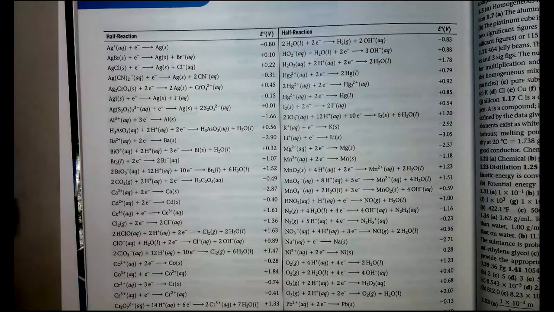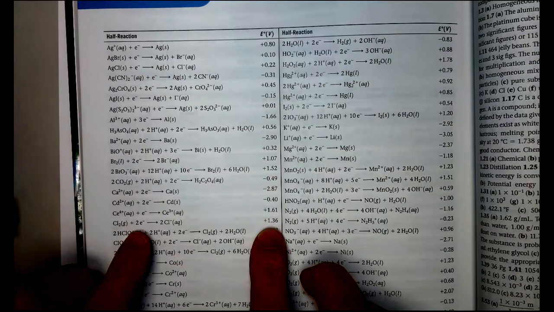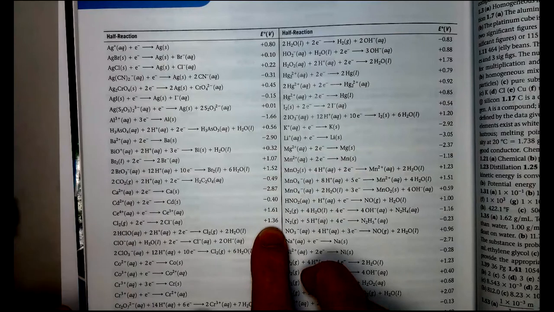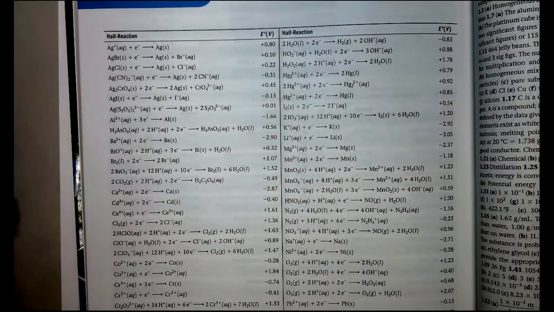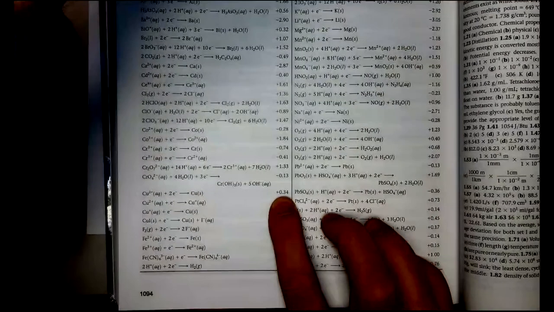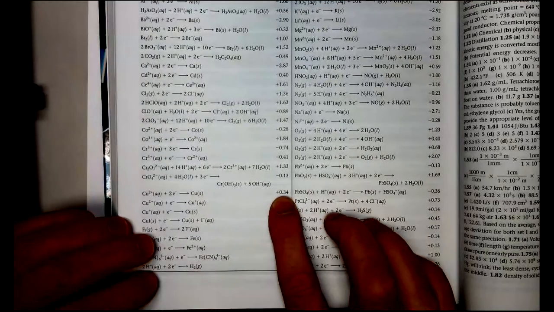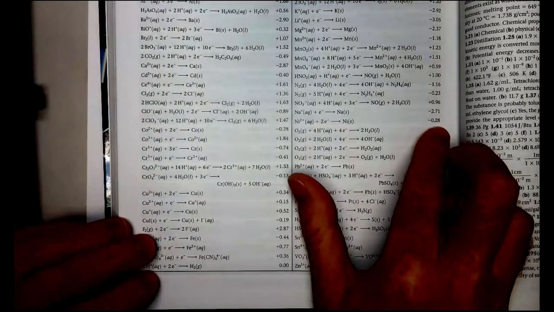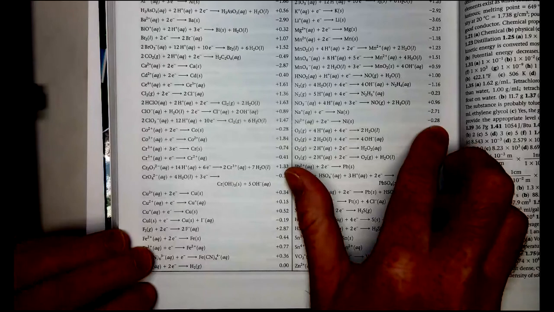And it's the 1.36. Copper is decently easily reduced. That copper 2 reducing is 0.34. If I move the camera down, you can see it right there with my finger. And then nickel's all the way over here, a negative 0.28.